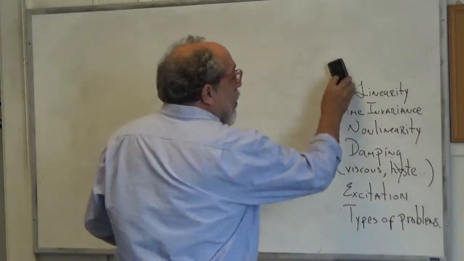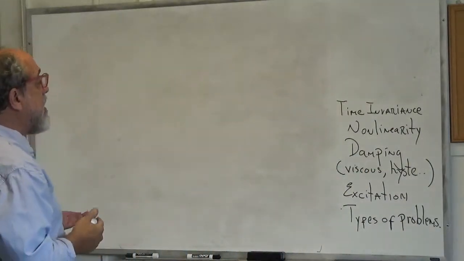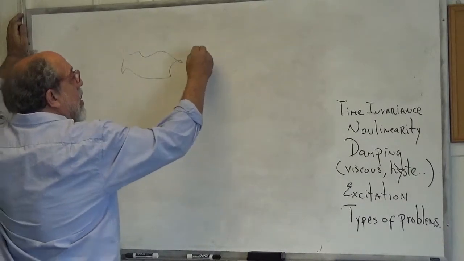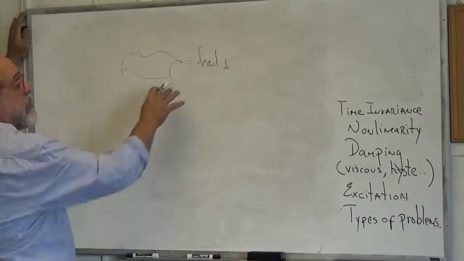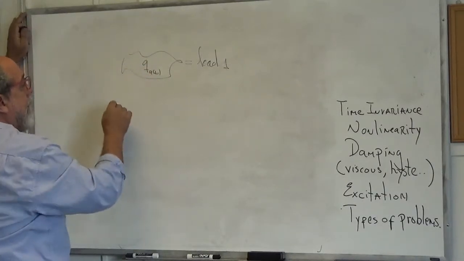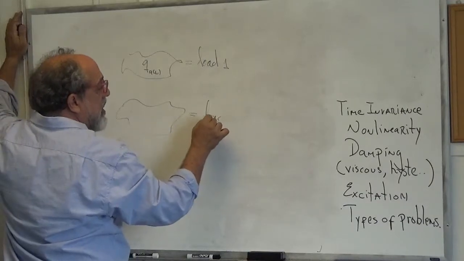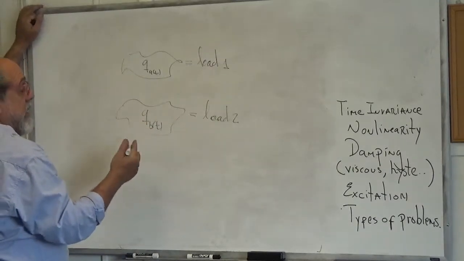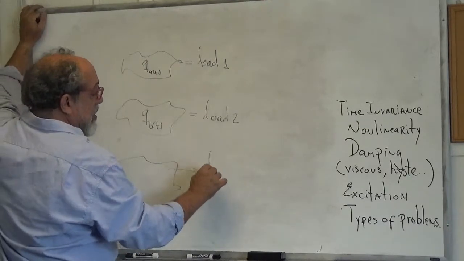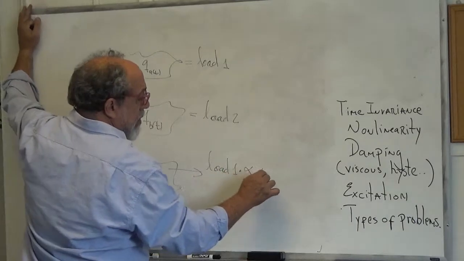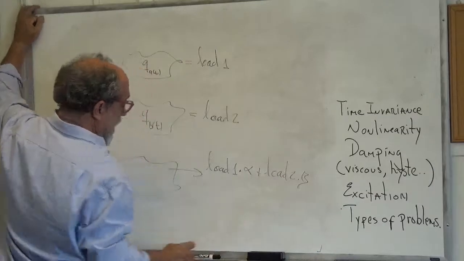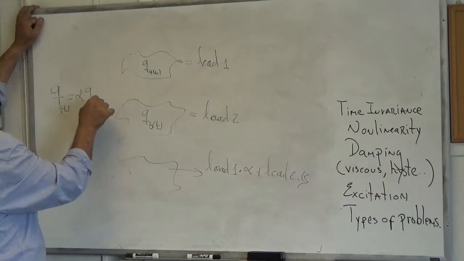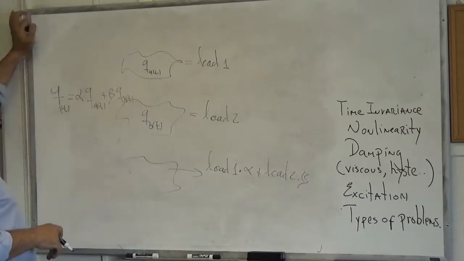So what about linearity? I erased it a little too early, but by linearity we simply mean, of course, that if we have some set of loads and the response is QA as a function of time, and the same structure is subjected to some other set of loads, 2, and the response is QB, then essentially we mean that the response of the structure to a load, which is load 1 times alpha plus load 2 times beta, is a response Q, which is simply alpha times QA plus beta times QB, right? So this is what we mean by linearity.